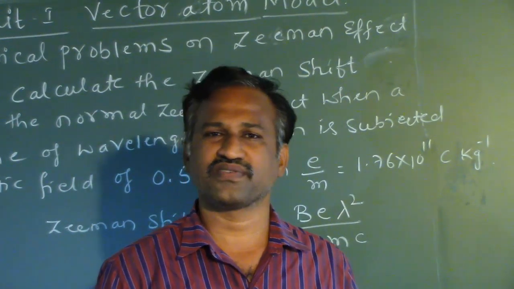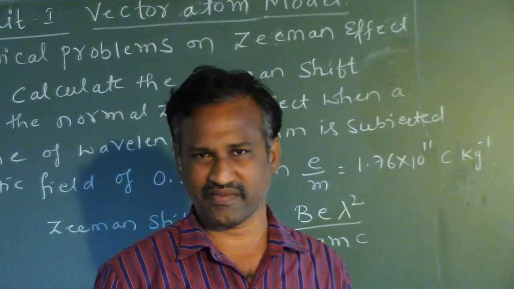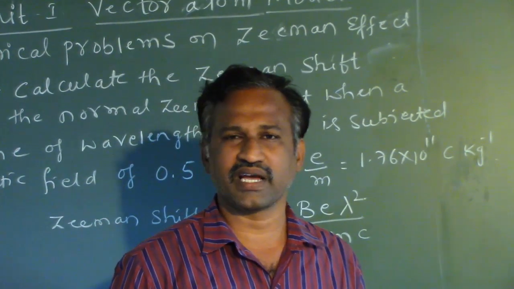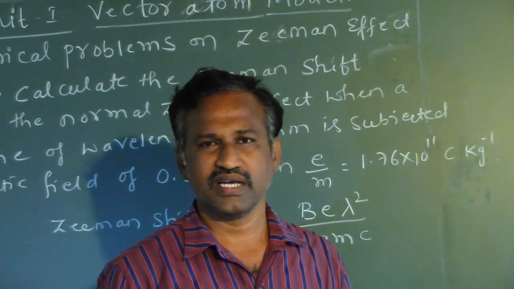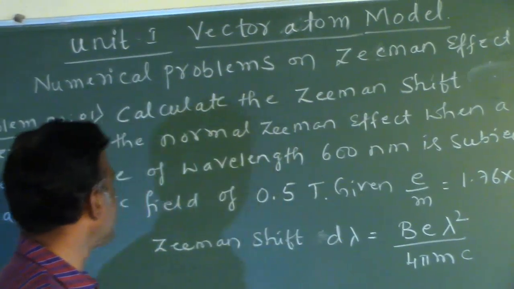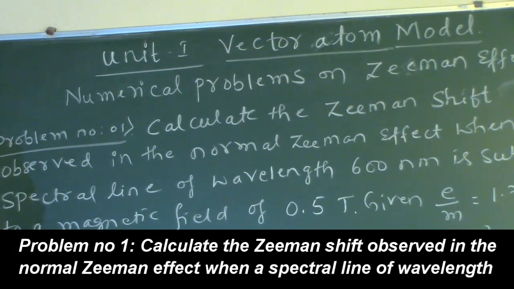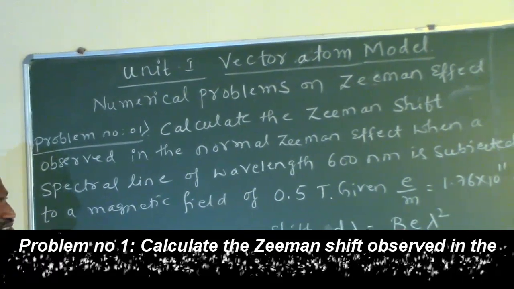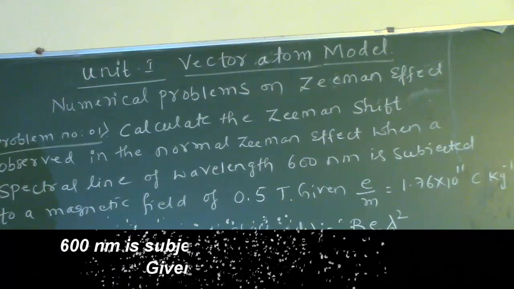There are two types of Zeeman effect: one is the normal Zeeman effect and the other is the anomalous Zeeman effect. In this session, we will be dealing with the numerical problem related to the normal Zeeman effect. Now let us see the problem that is given. Calculate the Zeeman shift observed in the normal Zeeman effect when a spectral line of wavelength 600 nanometer is subjected to a magnetic field of 0.5 Tesla.